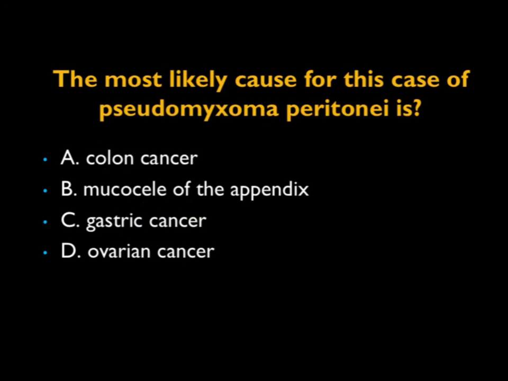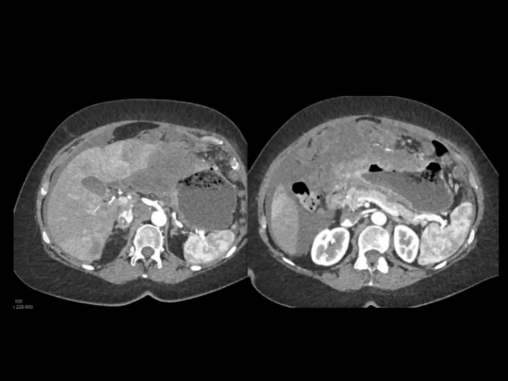The most likely cause, for this case of pseudomyxoma peritonei, well, when you look, you see the scalloping around the spleen and the liver and on the omentum and mesentery. So you know you're dealing with carcinomatosis or pseudomyxoma peritonei. Then you look at the stomach. The stomach is distended, with residual food matter. You see the infiltration of the stomach. This is a gastric cancer.